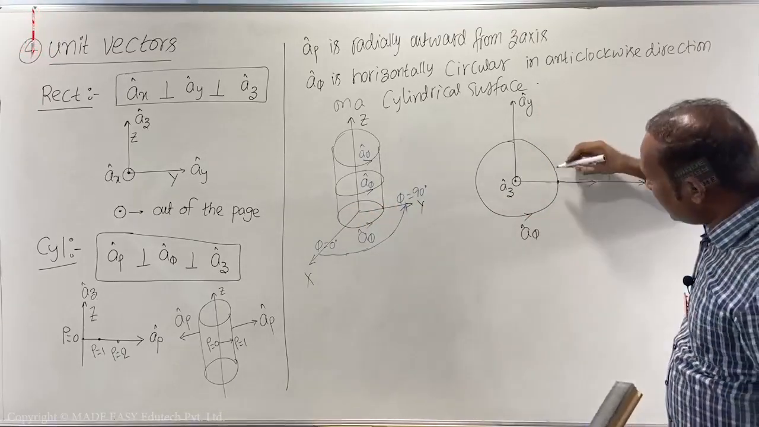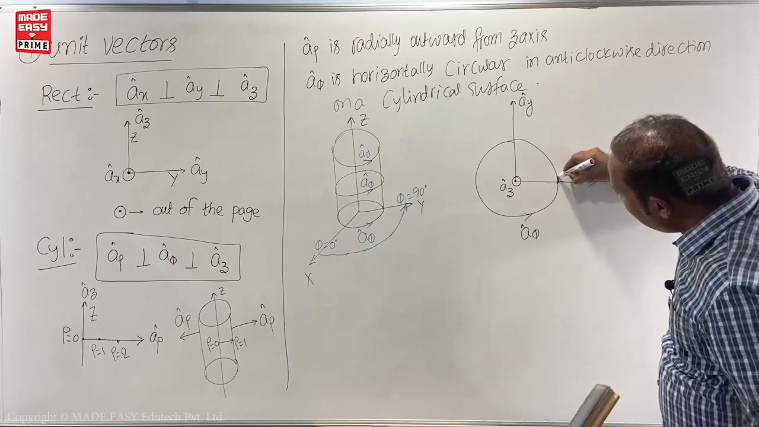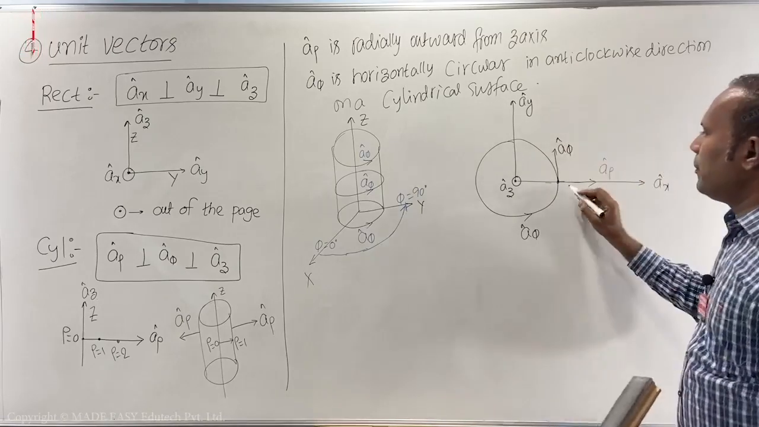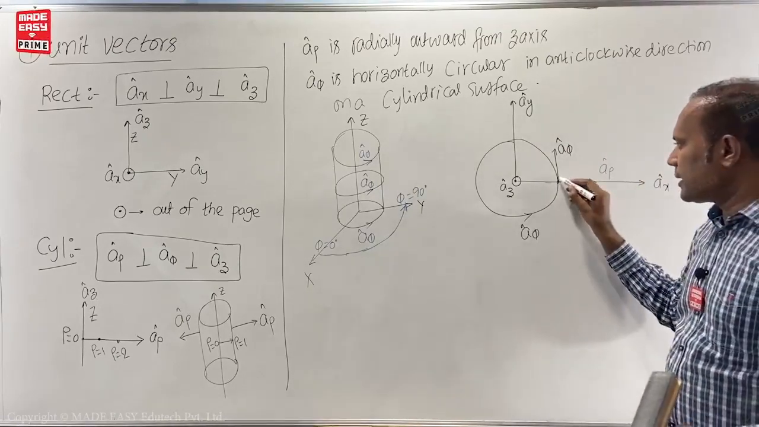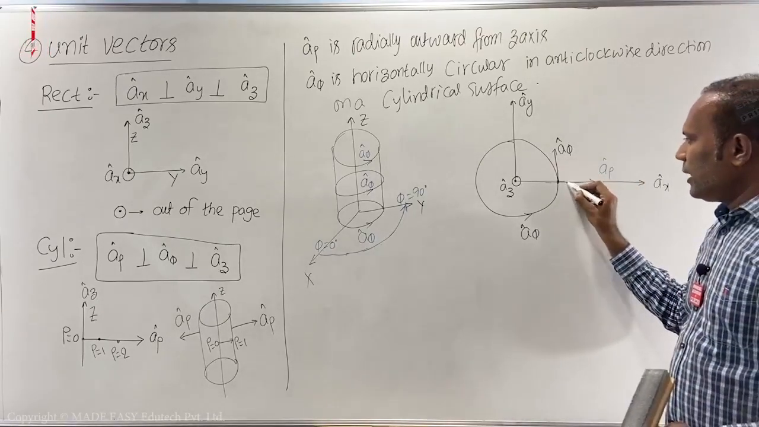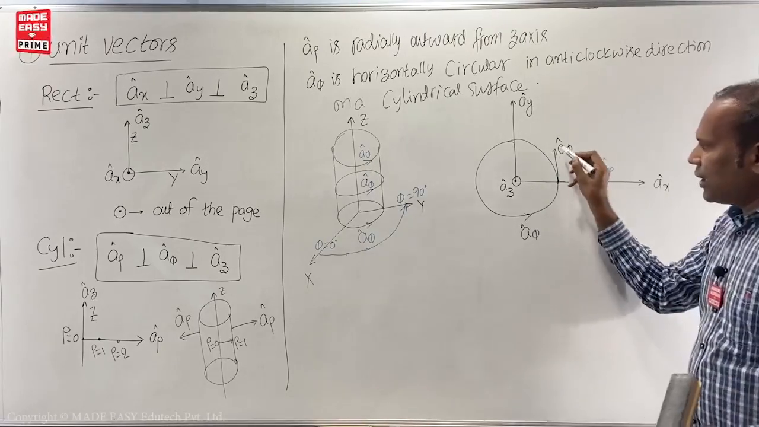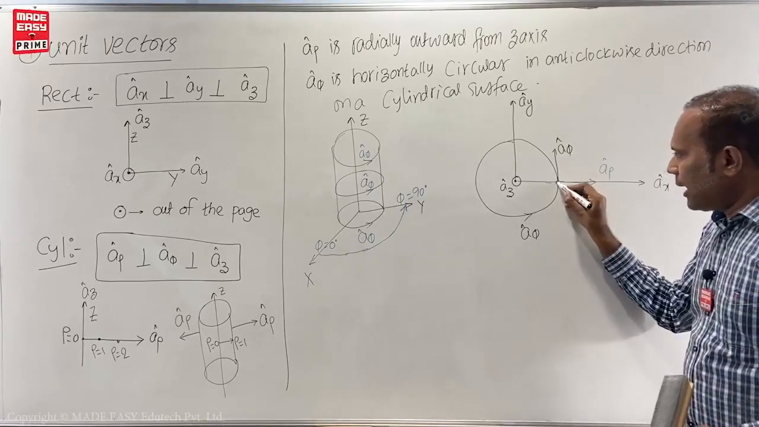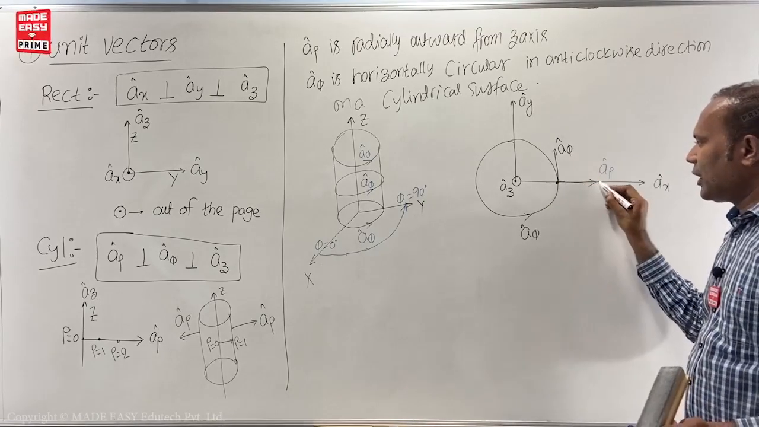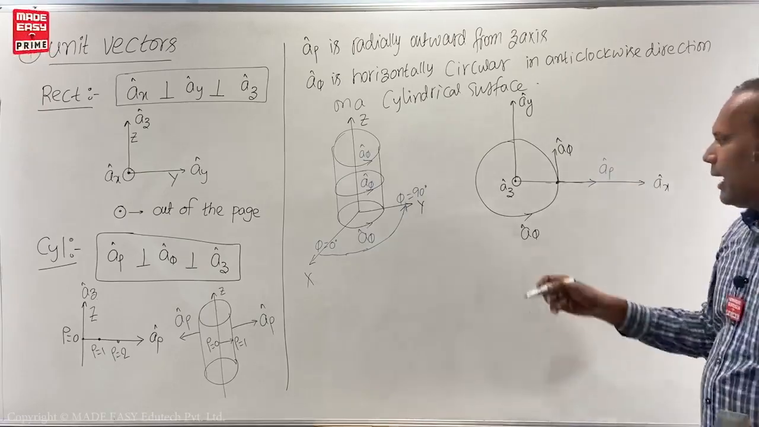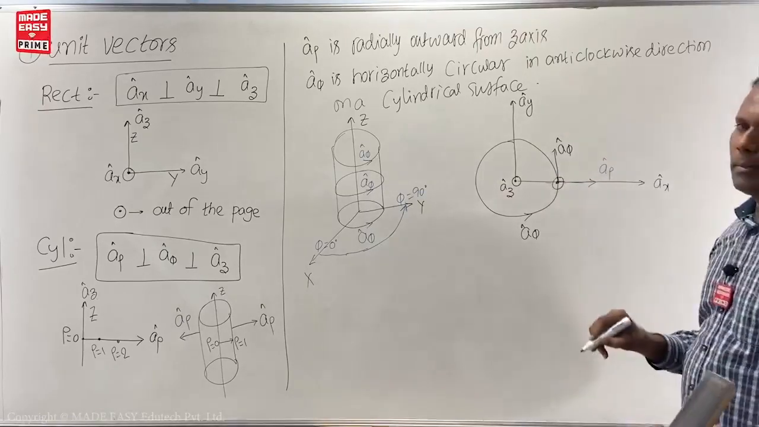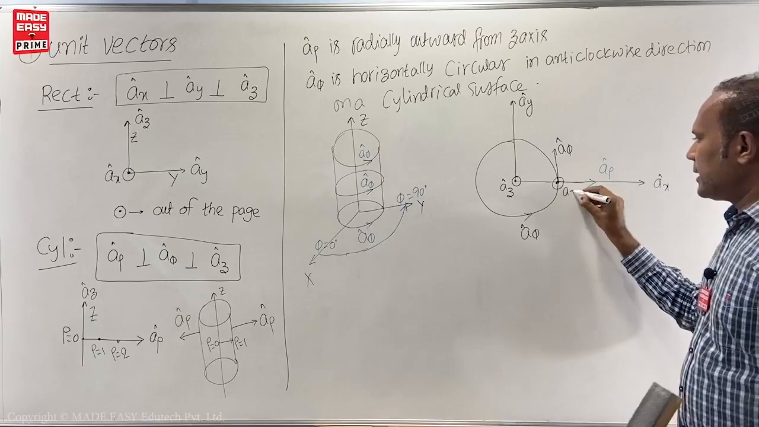At this location, that a phi cap is a tangential line to this circle. Tangential line means the line which touches this circle at a single location. Now, this is a tangential line to the circle at this location, and this is a radial line to the circle. So the tangential line and the radial line to the circle, both are perpendicular. And this out of the board is the z-axis, so dot, meaning out of the board. So that is a z cap.